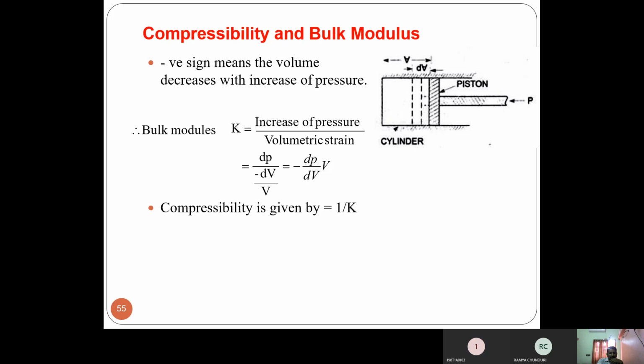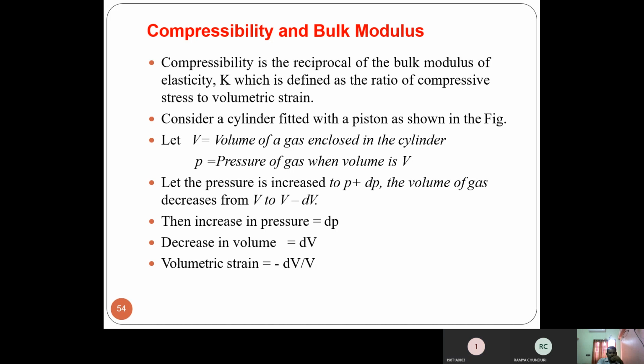Let V be the volume of the gas enclosed in the cylinder and P the pressure of the gas when the volume is V. Now let the pressure be increased to P plus dP. How will the pressure increase in a cylinder? If we compress the gas, the pressure will increase. In compression, what will happen? Volume will decrease. So volume is decreased from V to V minus dV, and the pressure is increased from P to P plus dP.